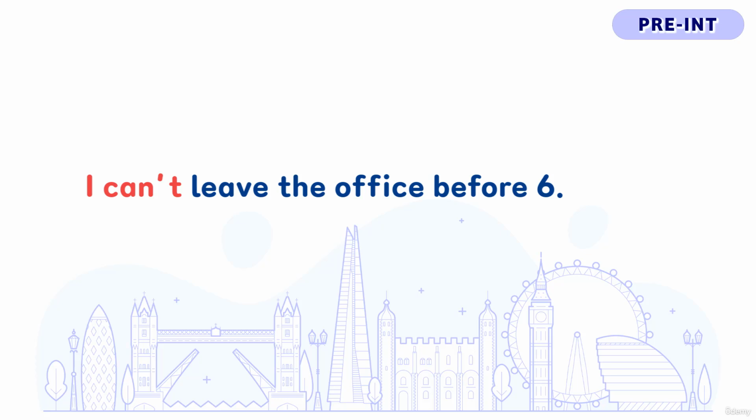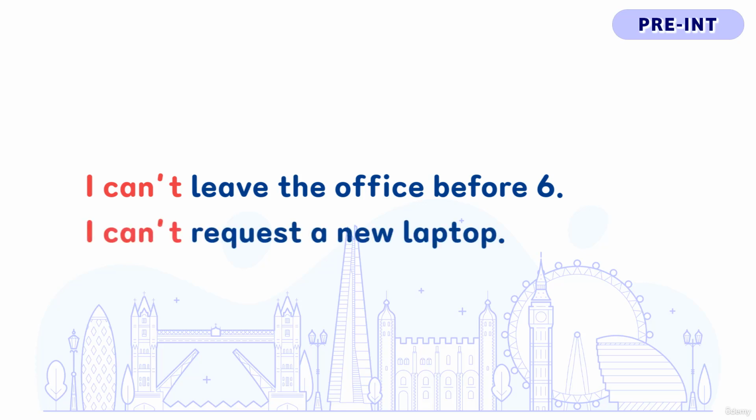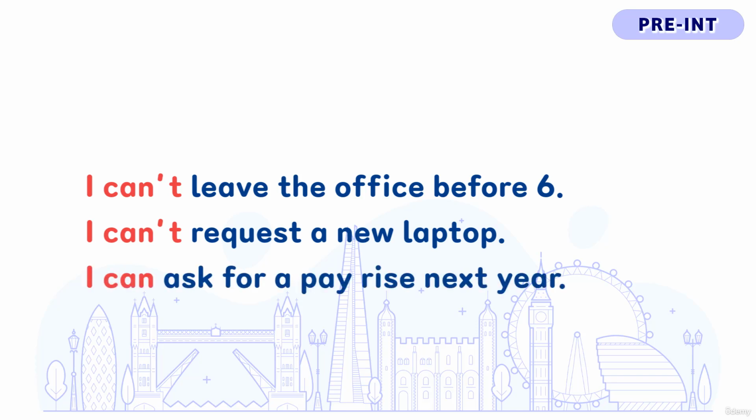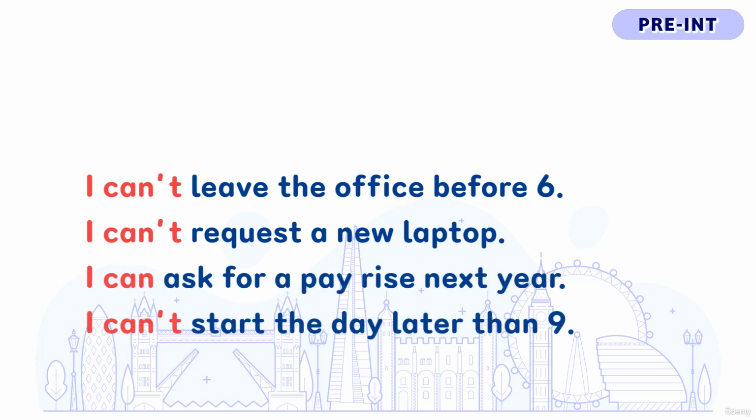On the other hand, if you are allowed to do something, as in you have the permission to do something, then you can say I can and then use a verb to say that you are allowed to do the action of the verb. Let's take a look at a few more example sentences. I can't request a new laptop. I can ask for a pay rise next year. I can't start the day later than 9.